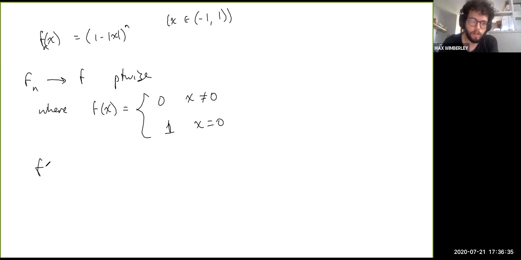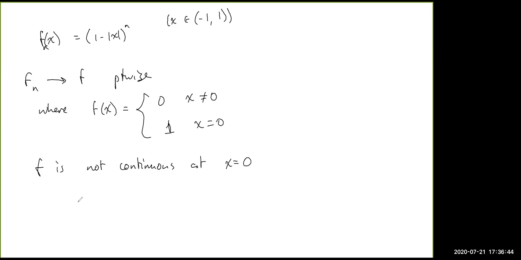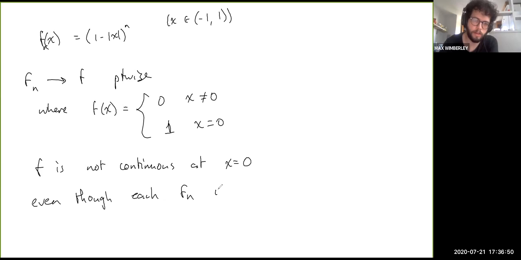And so f is not continuous at x equals 0, even though each Fn is continuous there.